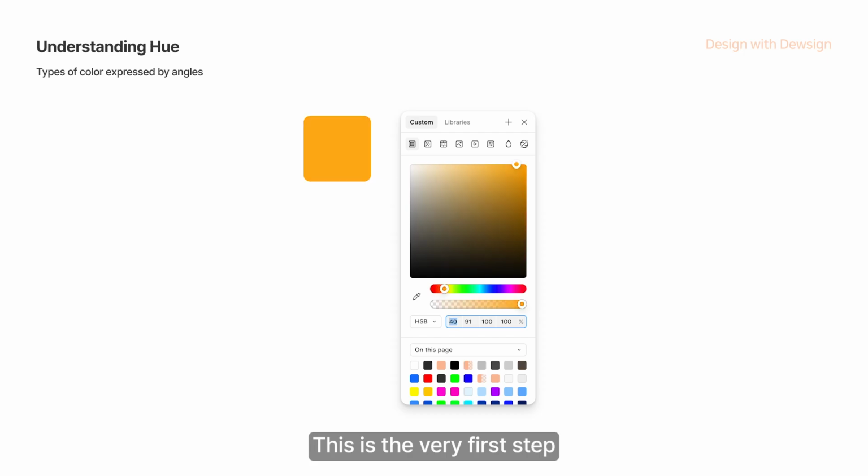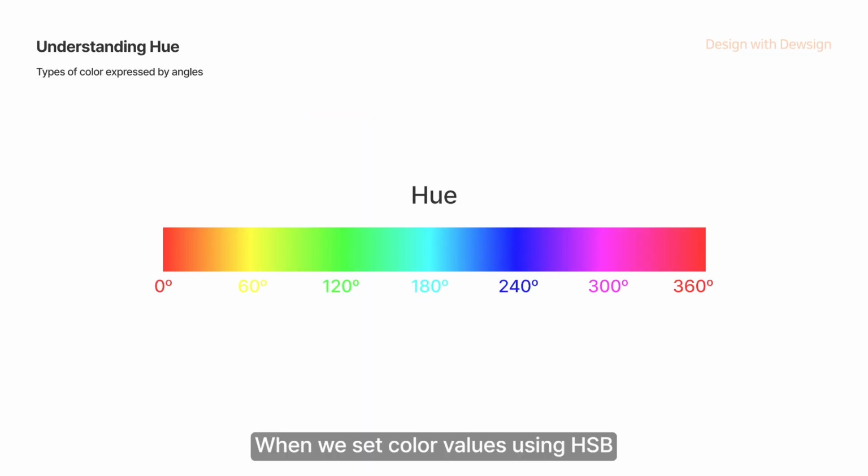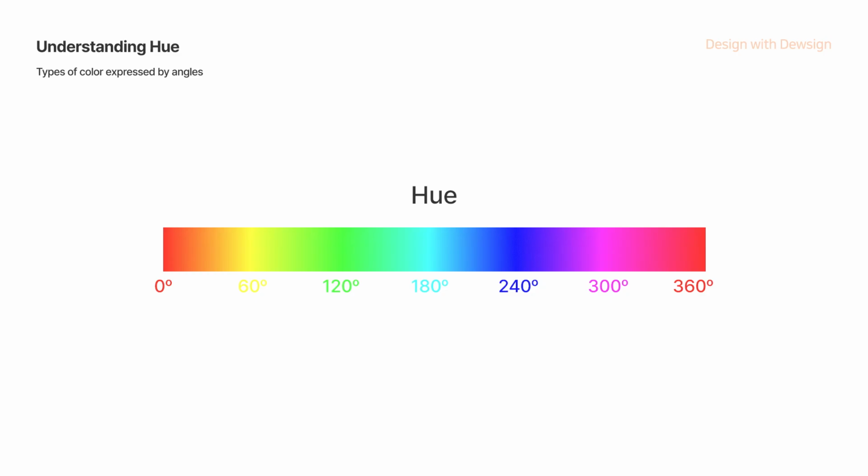This is the very first step where we determine the type of color, such as red, blue, or yellow. When we set color values using HSB in Figma, H is displayed like this. Within H, you can choose any pure color you want, ranging from 0 to 360 degrees.